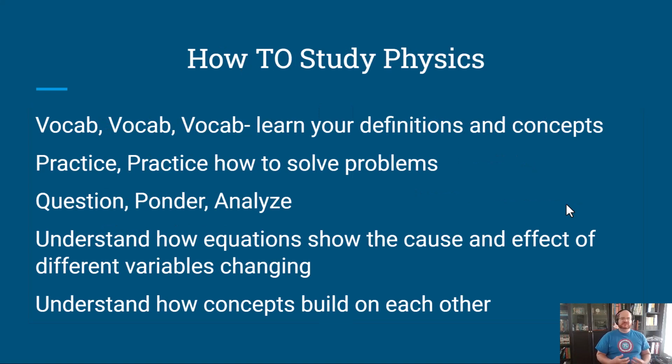So when we're talking physics and how to study and learn physics, the first thing you need to do: vocab, vocab, vocab. Learn your definitions and concepts. Make sure you know how to apply those definitions correctly because a lot of definitions have very precise meanings within physics, even though they sometimes get a broader, more general definition that we use in our everyday lives.